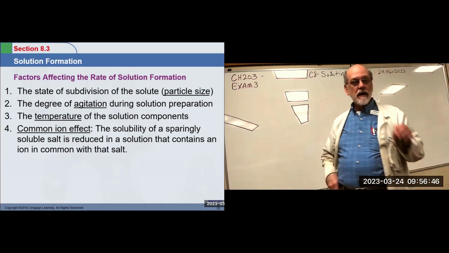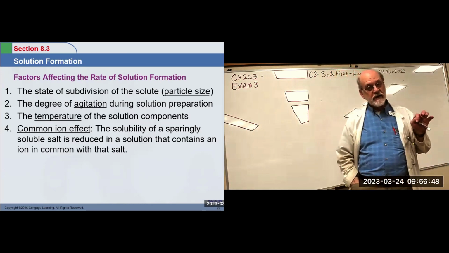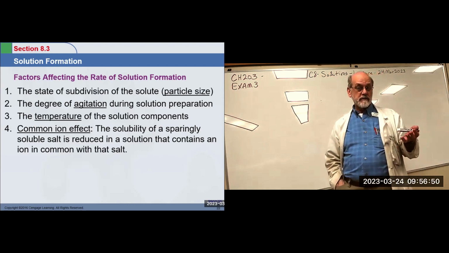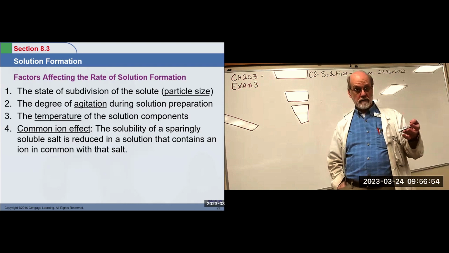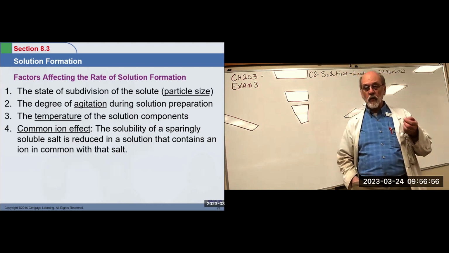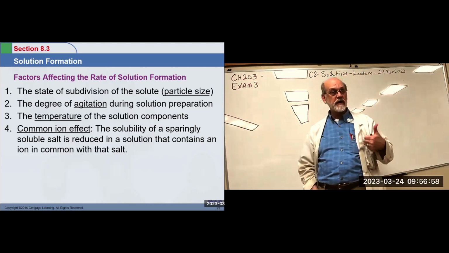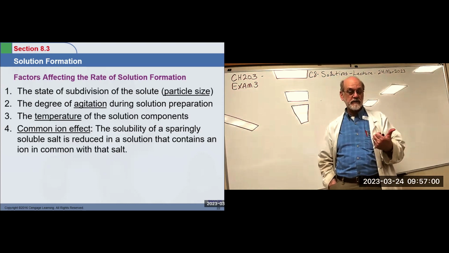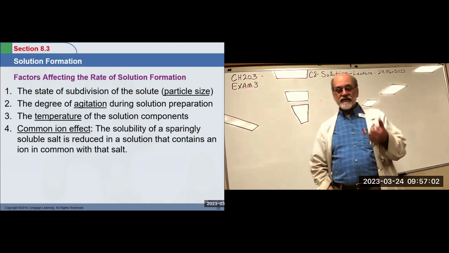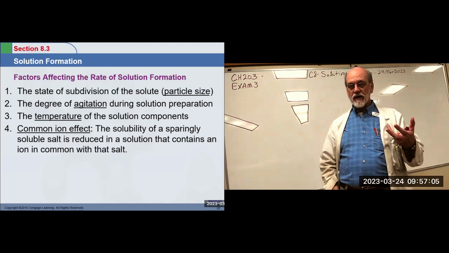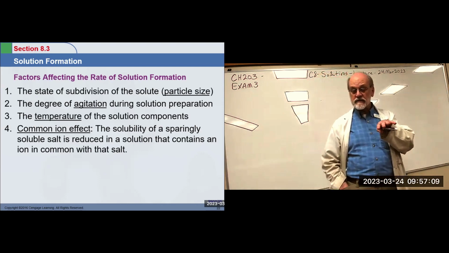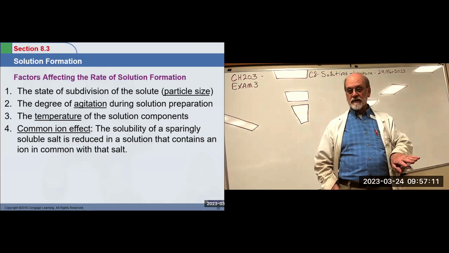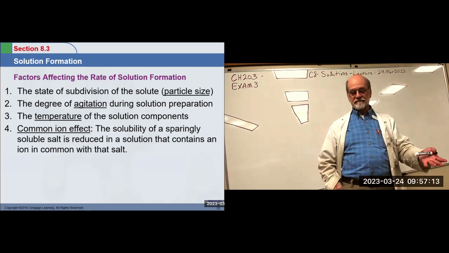Temperature. In most cases, increasing the temperature will dissolve the substance quicker. Now, that won't work for gases because we know that gases are less soluble with increasing temperature. And some solids are less soluble as the temperature increases. So in those cases, decrease the temperature and they'll go into solution faster.